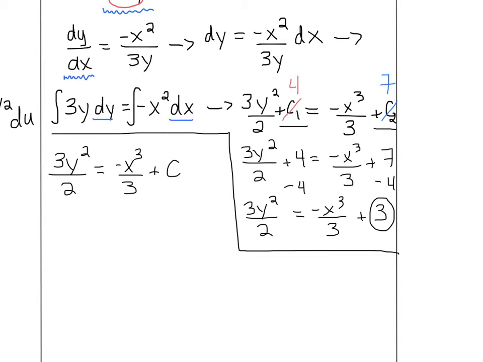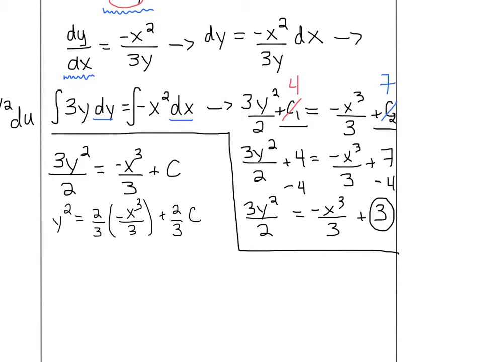All right, well now we want to solve for y, if we can. And here we can, so we will. First things first, y squared is being multiplied by 3/2. So I will divide by 3/2 by multiplying both sides by 2/3. So times 2/3 on both sides will leave me with just y squared on the left, and then 2/3 times negative x cubed over 3 plus 2/3 times c.